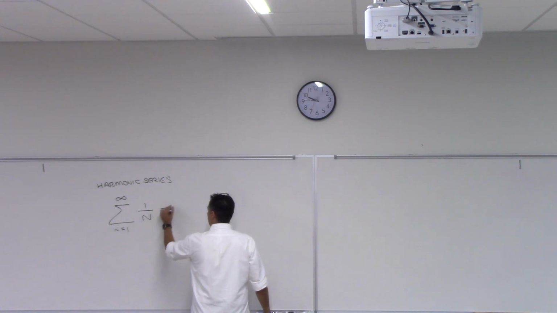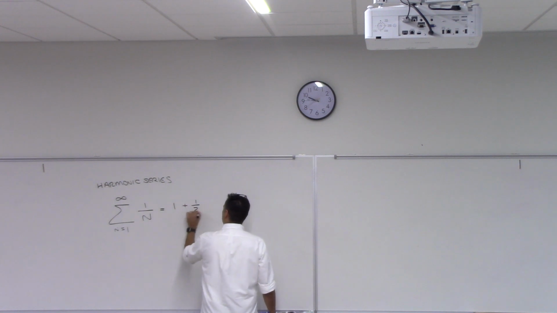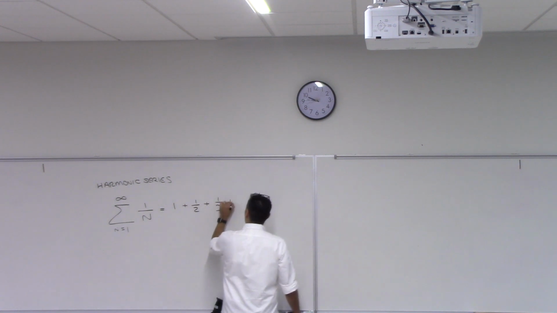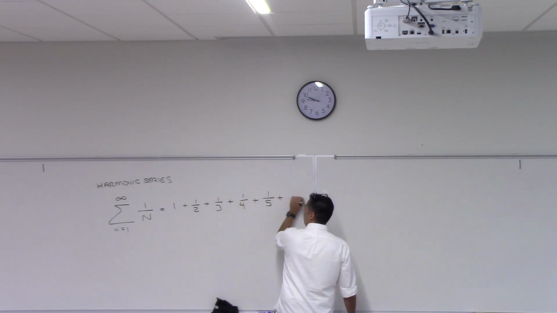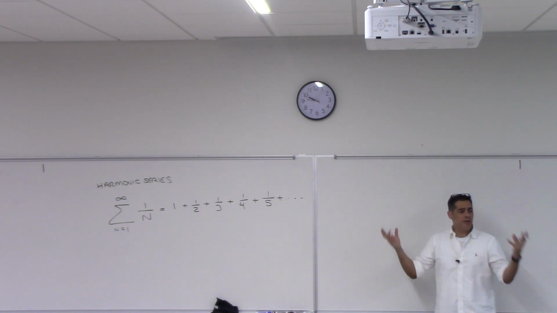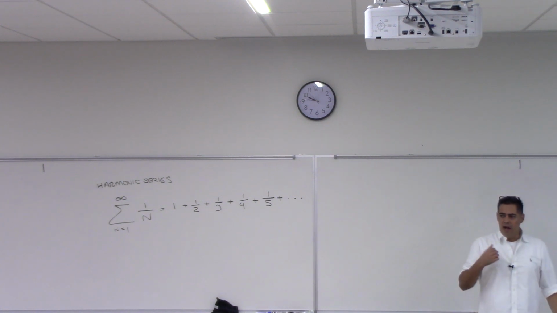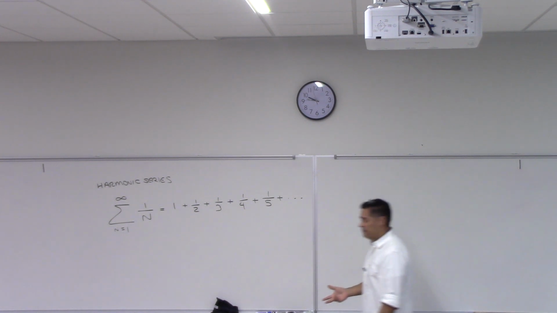If I plug in 1, I get 1 over 1 is 1. Plus, if I plug in 2, I get a half. Plus a third. Plus a fourth. Plus a fifth, right? And that keeps going forever and ever. And the question is, does this add up to be a number? Does it diverge or does it converge? I'm telling you it diverges, right? I would like to explain why though.